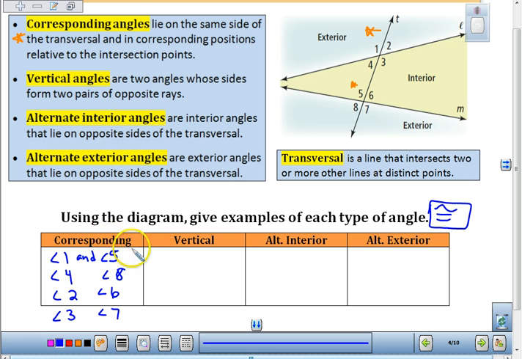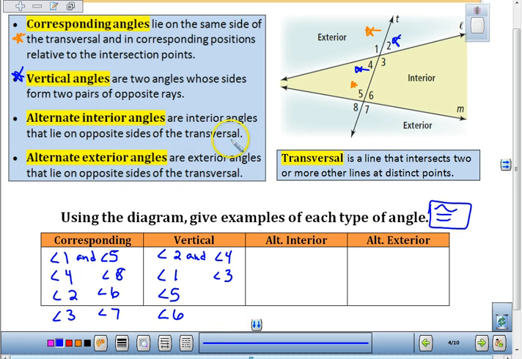What you're going to notice with the corresponding and the vertical is that there are actually 4 pairs of angles. Vertical angles are two angles whose sides form two opposite rays. So if we think of two angles that form opposite rays, we're talking about going across like this. For vertical angles, we're going to mark those in blue on the picture. That would be angle 2 and angle 4, and also angle 1 and angle 3. What I'd like you to do in your notes is put down 2 more: angle 5 and angle 6. What are their vertical pairs?